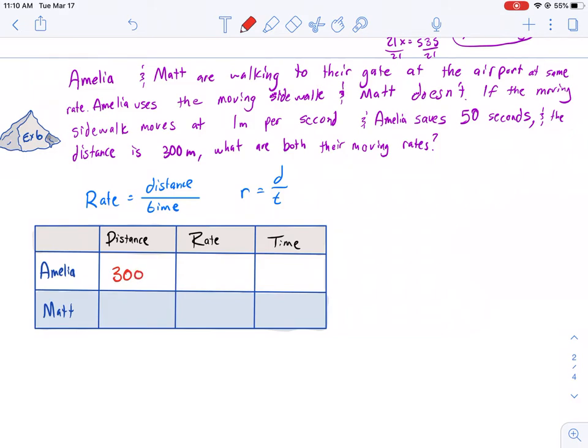Now, the process is similar to both. So 300 and 300 is the distance, the same distance. Now, if Matt's unknown rate is x, Amelia is going 1 meter per second faster. Rate equals distance divided by time. Distance is a measure of meters. Time is a measure of seconds. So meters per second. We add 1 meter per second, so it's x plus 1 for Amelia. Matt still stays at x.